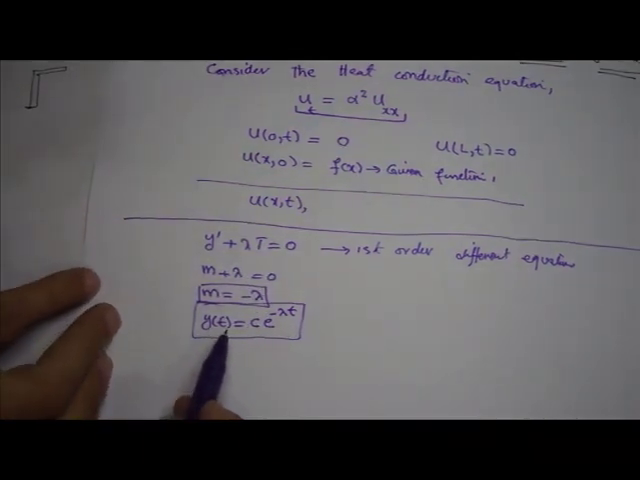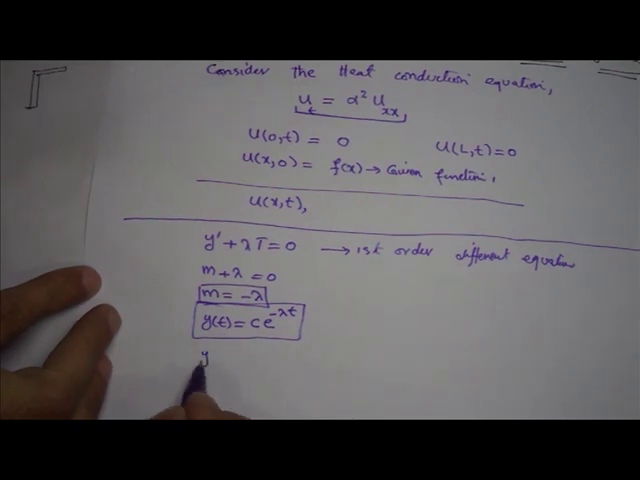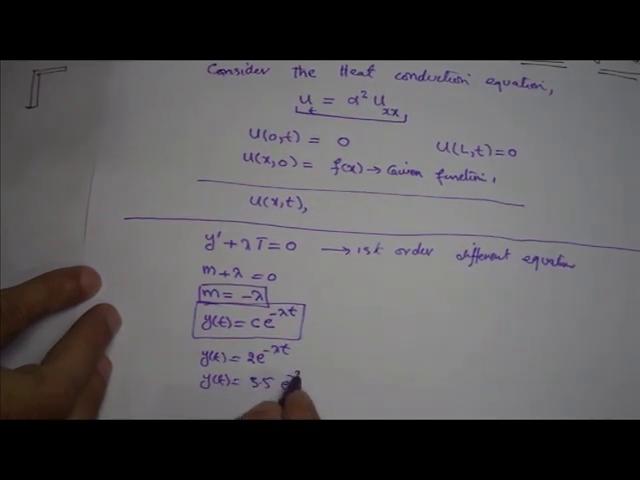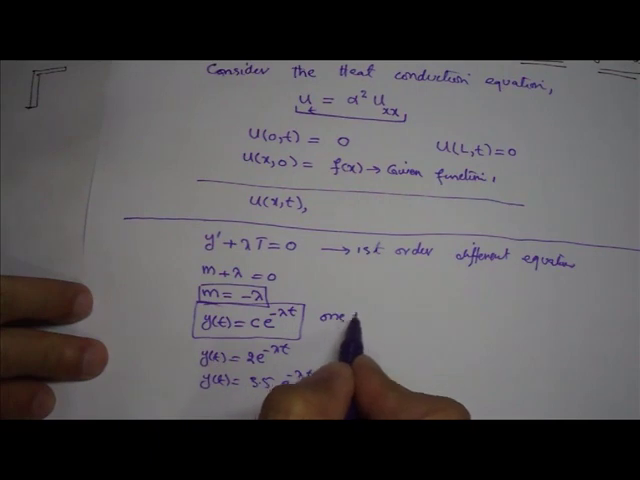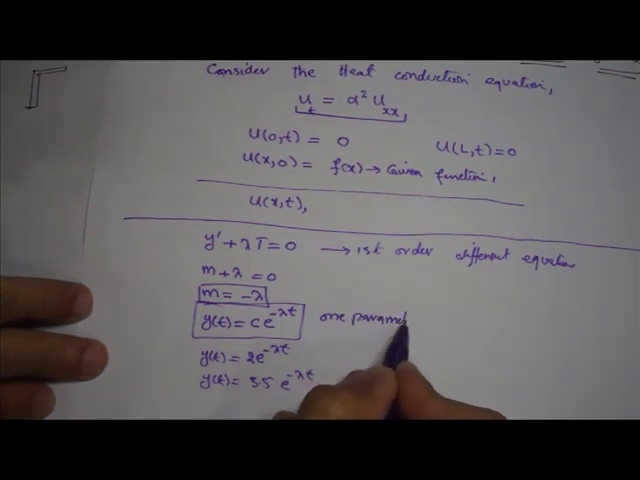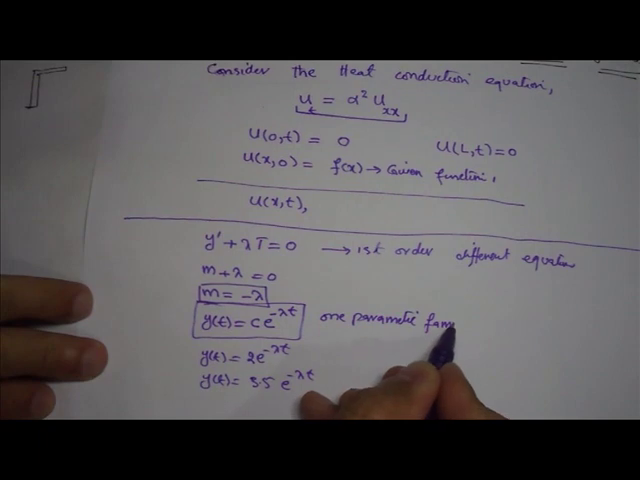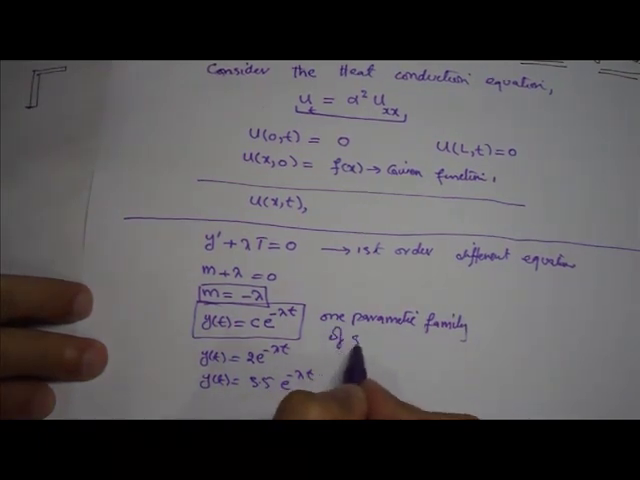Now note that this is not one solution. This is a one-parameter family of solutions. It means y of t is equal to 2 e to the power minus lambda t is also a solution of this problem. y of t is equal to 3.5 e to the power minus lambda t is also a solution of this problem. So this is basically a one-parameter family of solutions.